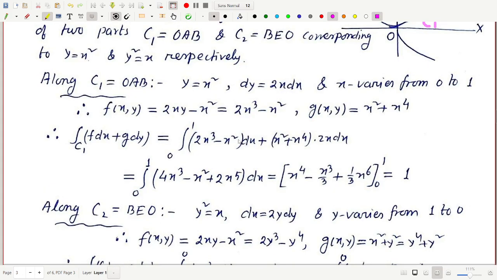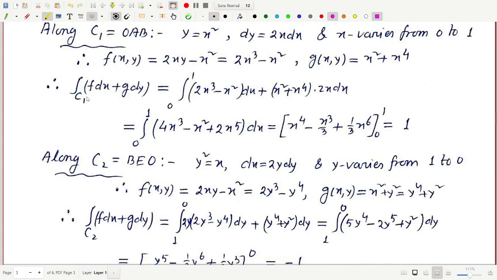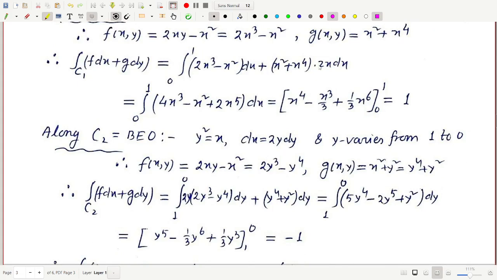So 0 to 1. Now f(x, y) is twice xy minus x square, but here y is x square, so it is twice x cube minus x square, and g(x, y) is x square plus y square, but y square here is x to the power 4. So it is written. Therefore, the line integral along the arc C1, part C1, it is not a closed curve. It is just an arc of the parabola. So the line integral along C1 is f dx plus g dy; f is this calculated, g is that calculated, and dx is that, dy is twice x dx, substituted values. So final simplification gives this: 4x cube minus x square plus 2x to the power 5 dx. Integration with respect to x, a single variable.